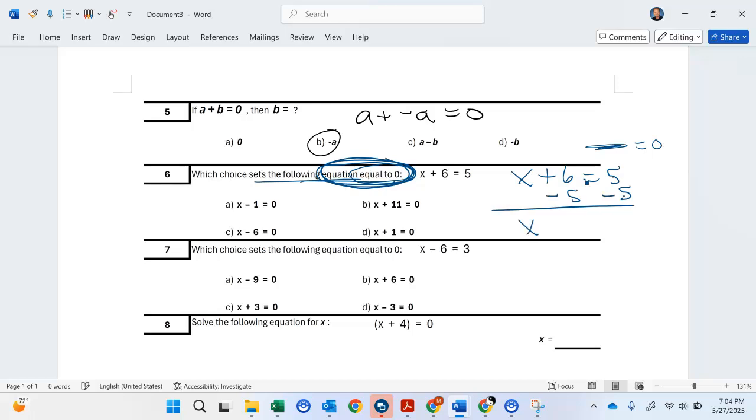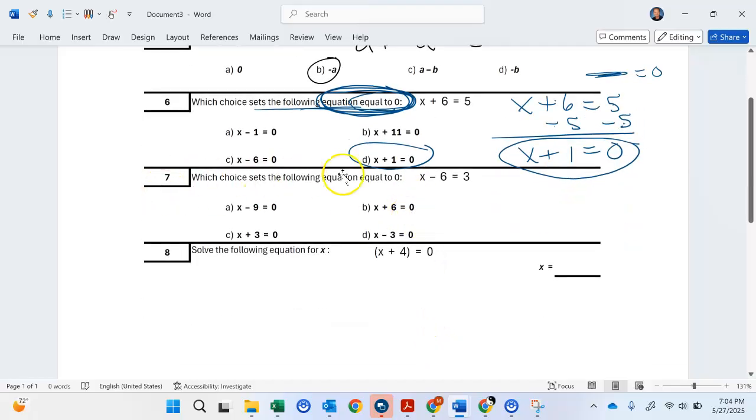So we go x, and then 6 minus that, that's plus 1 equals 0. So that's what we're trying to do, which is this one right here. We're trying to make it equal to 0. You try number 7, and then come back and I'll show you. Again, we're making the equation equal to 0. Have you tried? So again, we want this.